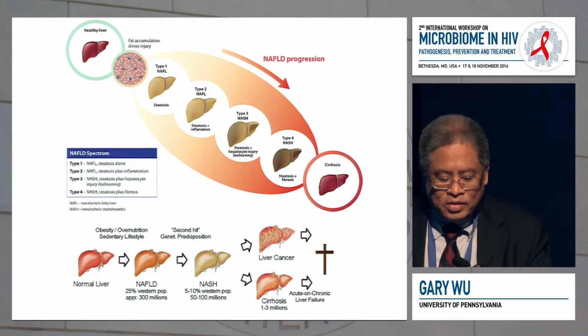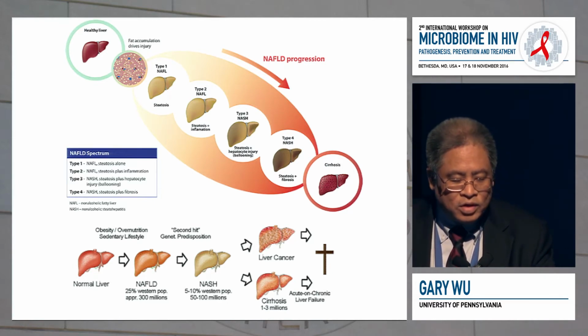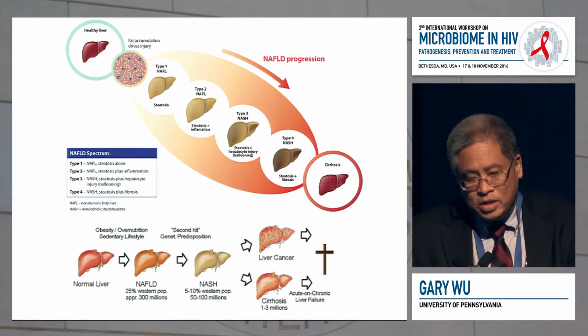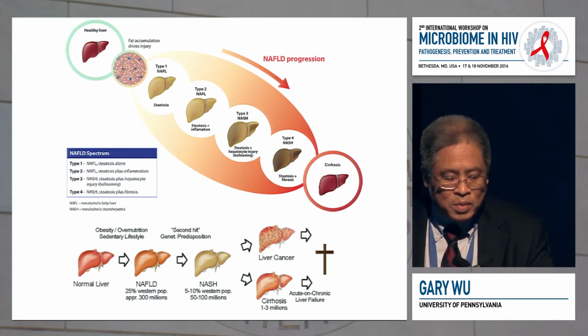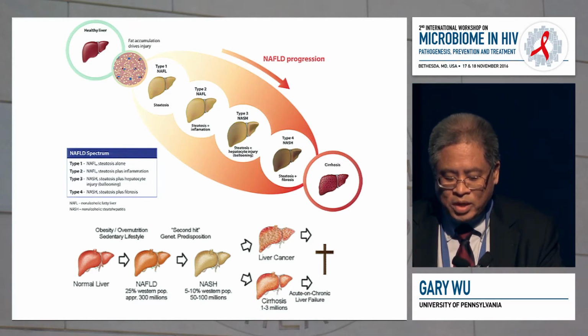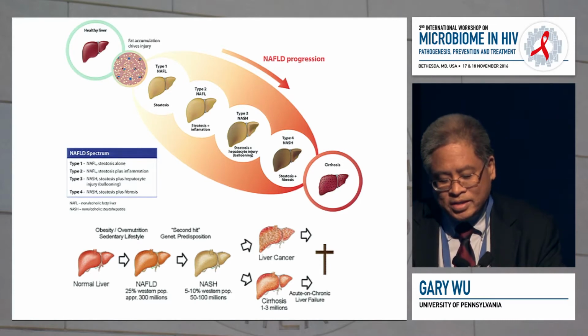carcinoma. So NAFLD, just fat in the liver, is an enormous finding in Western populations. About 25% of individuals in Western populations have abnormal fat in the liver, or NAFLD. That's approximately 300 million people. And then, as I mentioned, due to some other hit, maybe genetic predisposition, a fraction of these individuals, not an insignificant group, will begin to develop inflammation, or non-alcoholic steatohepatitis, estimated at 50 to 100 million individuals.